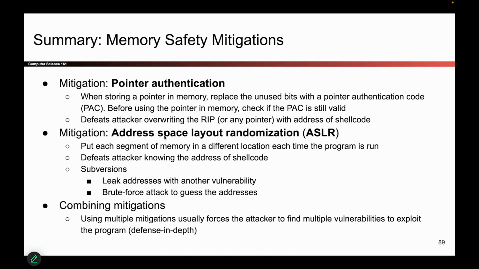And finally, we talked about ASLR, where you put each segment in a different location. So sometimes the stack is 8,000 to 9,000. Another time it might be 2,000 to 3,000. And by shuffling around the segments of memory, the attacker is not able to reliably predict the address of shellcode, which is what they normally overwrite the RIP with. But this can be subverted if you leak an address or if you guess an address.